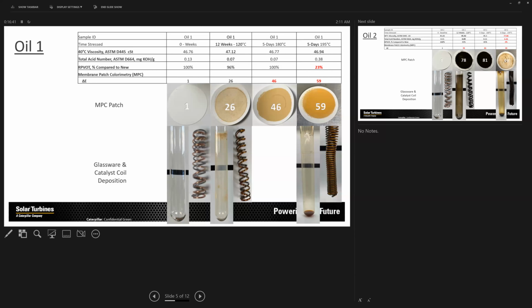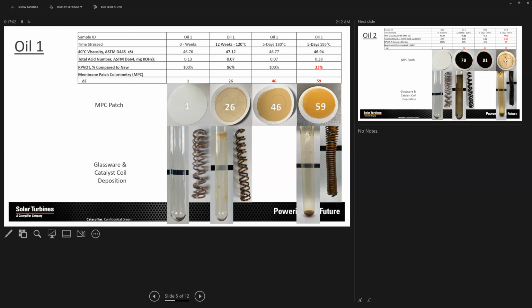And here we see that the viscosity remains normal, but we are seeing an increase in TAN, or the acid number. So it goes from negligible to almost 0.4. And while this is still within the acceptable parameters for the Solar Turbines specifications, it is still a concerning increase in that 5-day testing period.